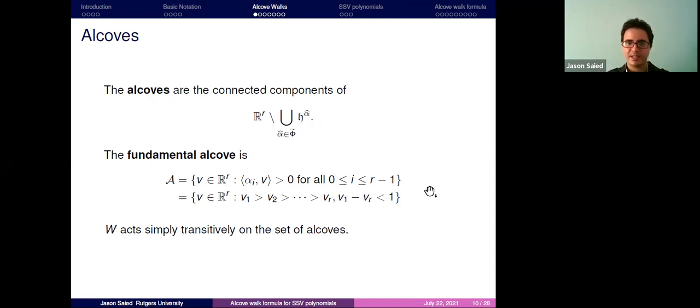And since we're in GL_n, I might as well state that concretely. We can think of the fundamental alcove as the decreasing tuples where the greatest difference is less than 1. And what's nice about the set of alcoves is that the affine Weyl group acts simply transitively on that set.